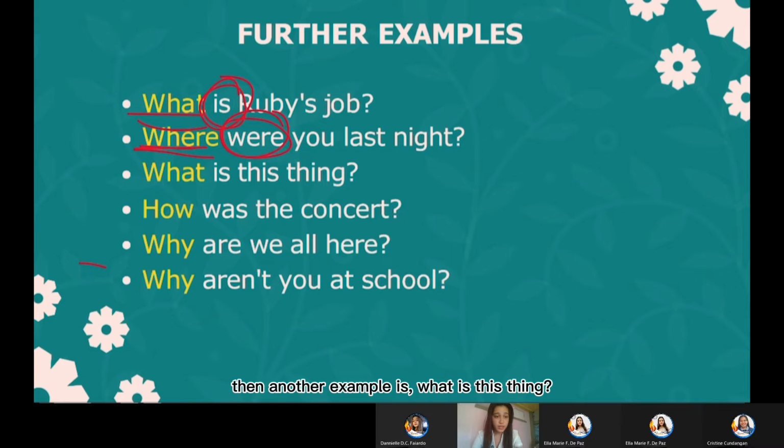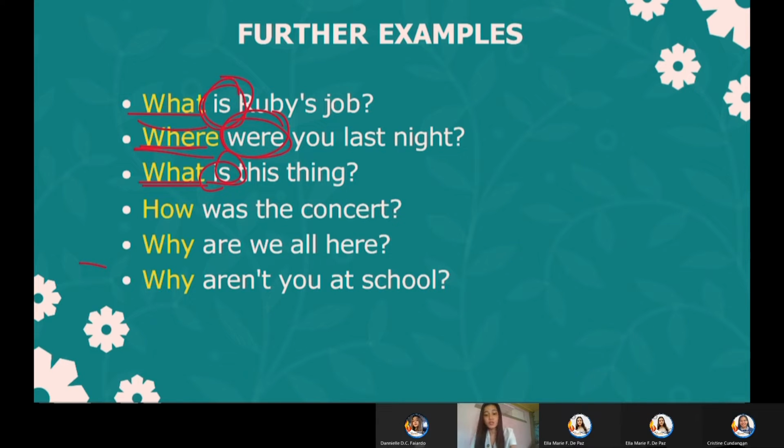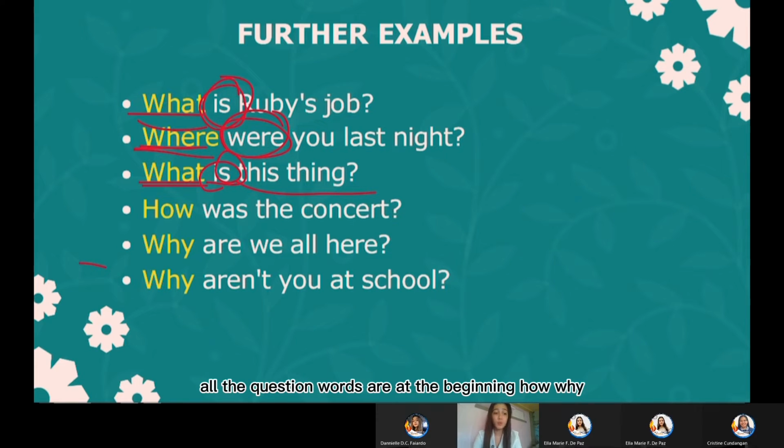Then another example is what is this thing? Question word plus main verb and the rest of the sentence. Next is how was the concert? Why are we all here? Why aren't you at school? As you can see, all the question words are at the beginning: how, why, and then followed by the main verb or our be: was, are, aren't.